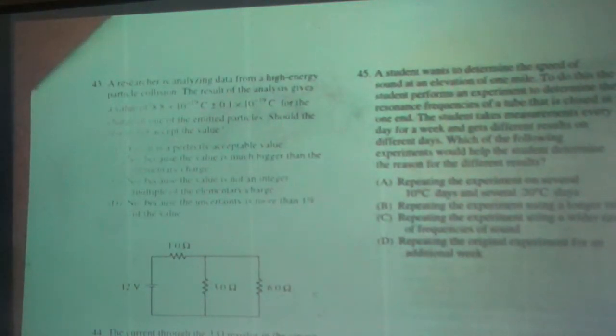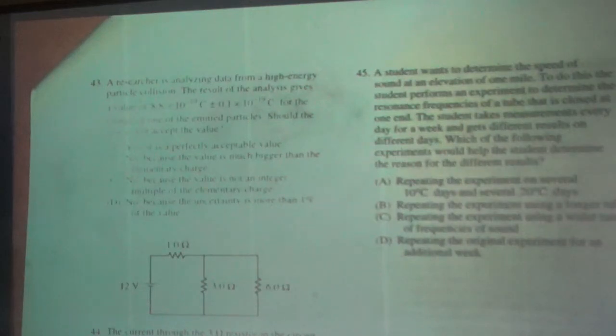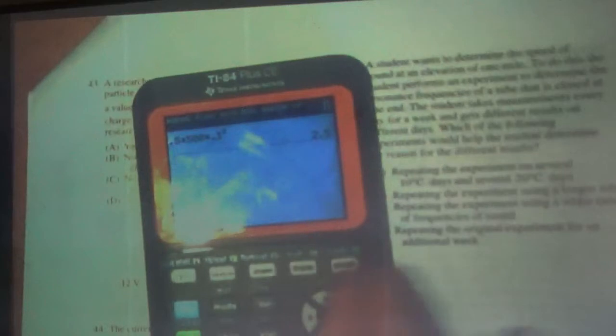A researcher is analyzing data from high-energy particle collision. The result of the analysis gives this value, 8.8 times 10 to the negative 19th, give or take, or plus or minus 0.1, for the charge of one of the emitted particles. Should the researcher accept the value? So let's look. Some charge we should never accept because charge has to come in multiples of the smallest charge, which is the charge of an electron, 1.6 times 10 to the negative 19.